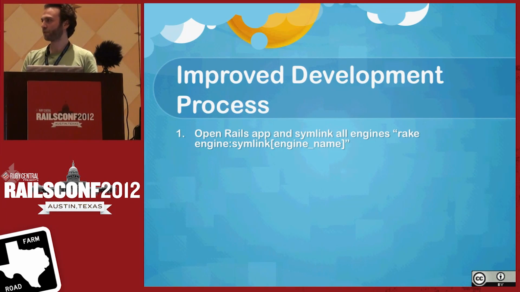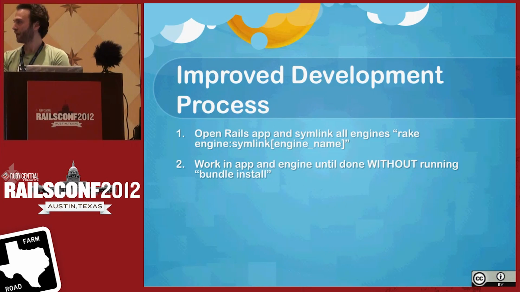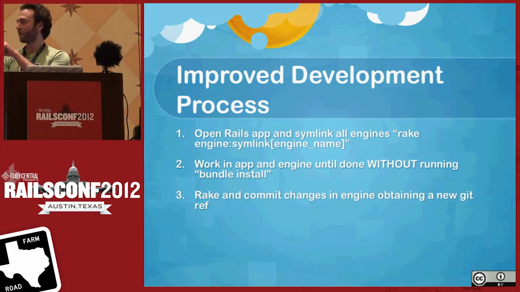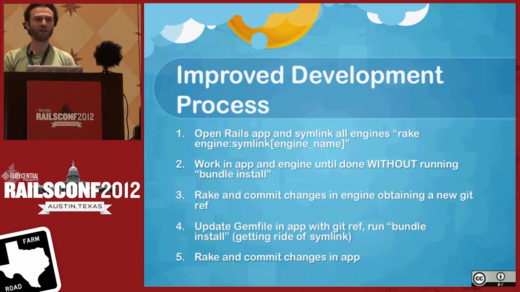So the improved process with that change is, you open a Rails app, you symlink all the engines that need to be symlinked. So you just run that one command, rake engine symlink. And I have it on my blog. You can check it on my blog when I post a link to it later in a sec. I have the rake task that I've been talking about there. You work in the app till you're done without running bundle install. Finally, commit the engines. You go back to the app, you do bundle install, and then you're done.